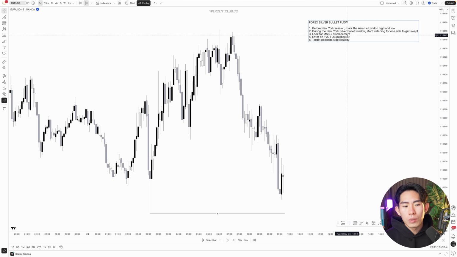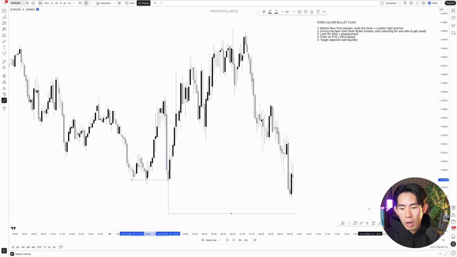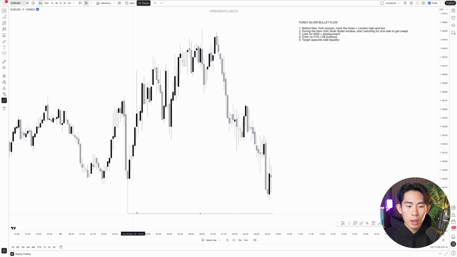So in this case, I'm not even going to bother to mark up the Asia high and low, right? Because the London low was so much lower than the Asia low, right? So this means that sometime during the London session, price has already swept the Asia low itself, right? So that's not really relevant to me anymore. So I'm just going to mark up the London low.